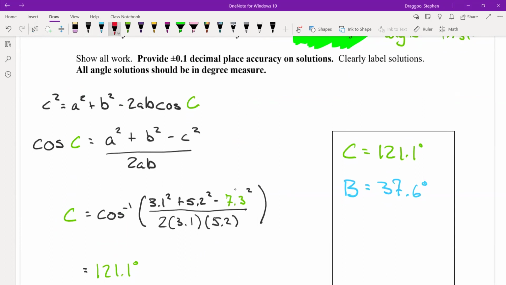All right, angle A here at the end. I know all three angles have to add up to 180 degrees. So when you're finding the third angle, you don't need either the law of sines or the law of cosines. You can always just go to the sum of all angles must be 180. So 180 minus 121.1 minus 37.6. You can either do that in your head or use a calculator. 21.3 degrees.